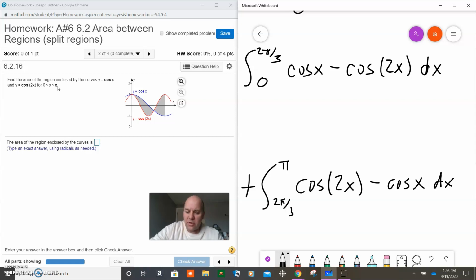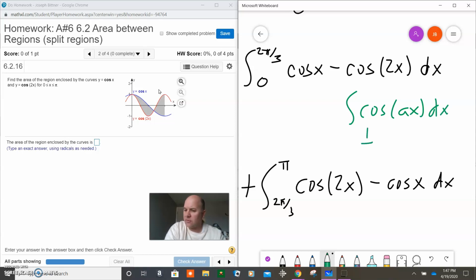Now, in our notes, back whenever I gave you that one paper, if you just take notes of this, I do have something that says cosine of ax dx. If you take the antiderivative, it does turn into 1 over a sine ax, and then obviously plus c, but I don't need the plus c in there. So since that a value is 2, it's just going to be 1 over 2, or 1/2 sine 2x.